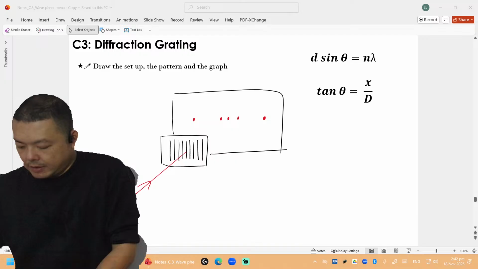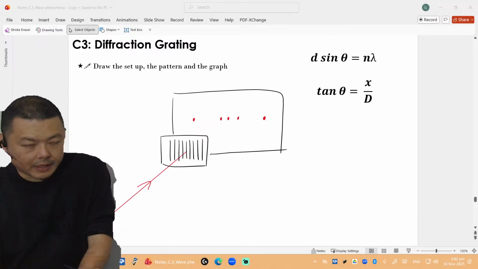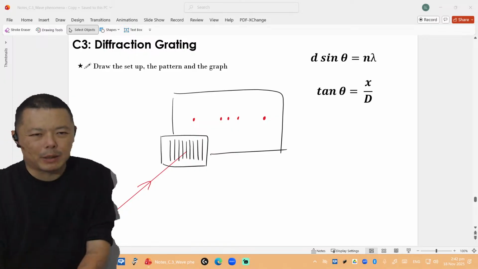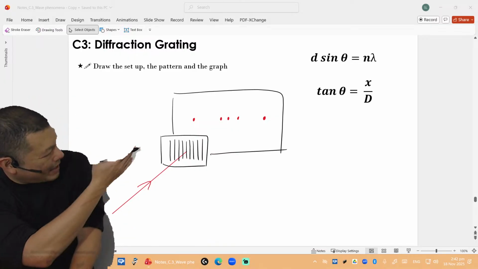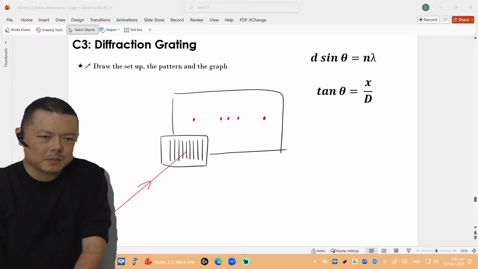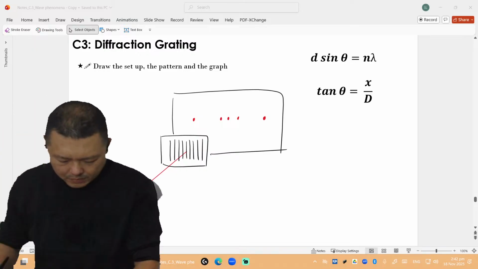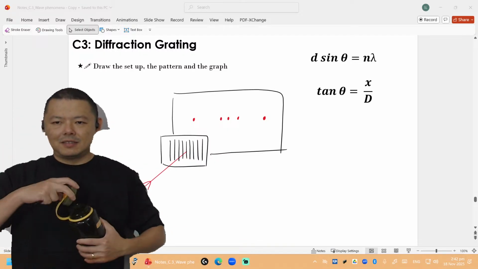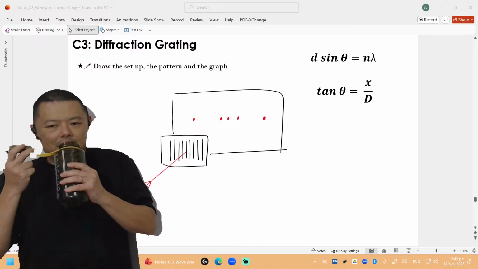Okay, right. So there you go. What's the difference then with regards to the pattern? Let's say I compare this pattern to double slit. What's the difference to the double slit pattern?